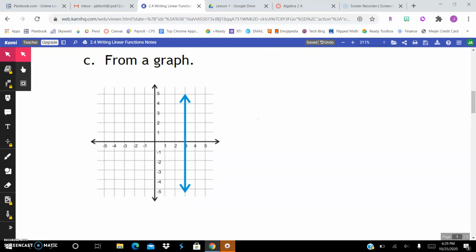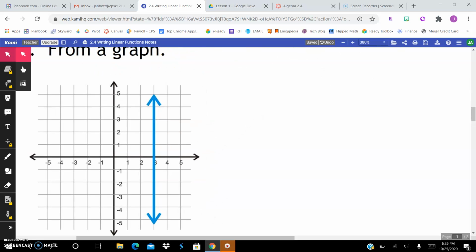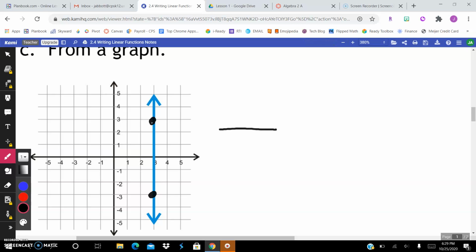And then C, from a graph, we have to find the slope. So we're going to pick 2 points. I'm going to pick this point here and this point here. So remember, we have rise over run, and from the bottom point up to the top point is going to be 6. So up 6 is positive 6, and then the run is from left to right. And I'm not going left or right, I'm staying the same, so I didn't move anything, so the bottom number is going to be a 0.